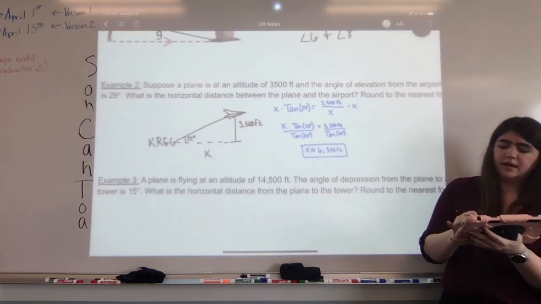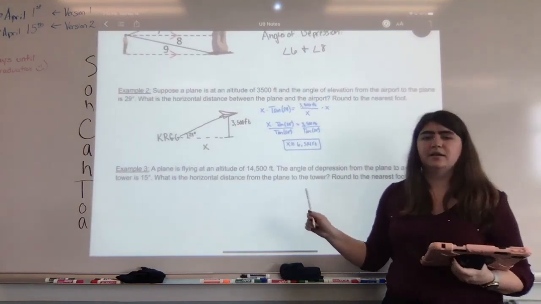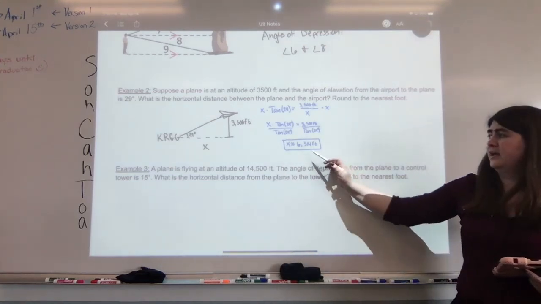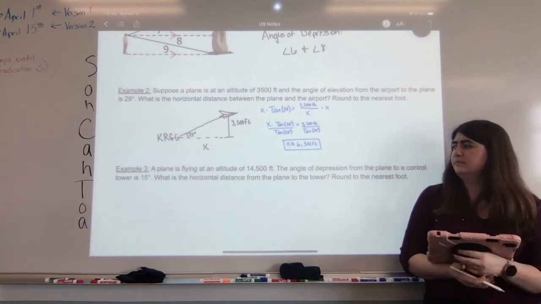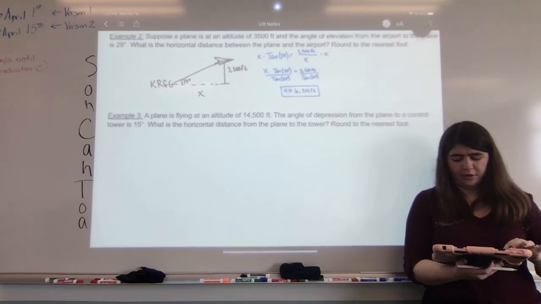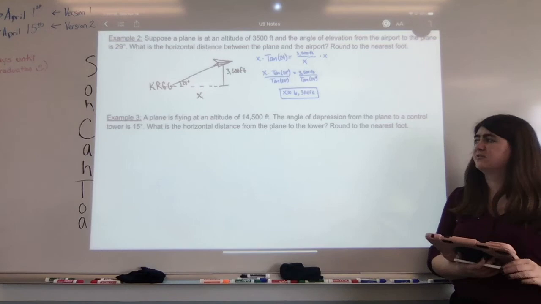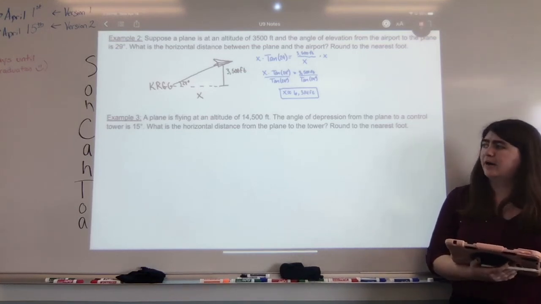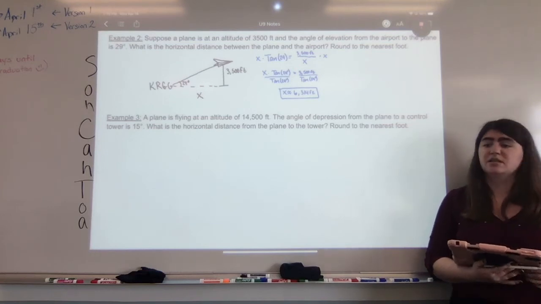So if we're standing at the airport looking up at a 29-degree angle at an airplane that is 3,500 feet in altitude, then it is approximately 6,000 feet away from us. All right, example 3 is a very similar type of question. It says a plane is flying at an altitude of 14,500 feet. The angle of depression from the plane to a control tower is 15 degrees. What is the horizontal distance from the plane to the tower?